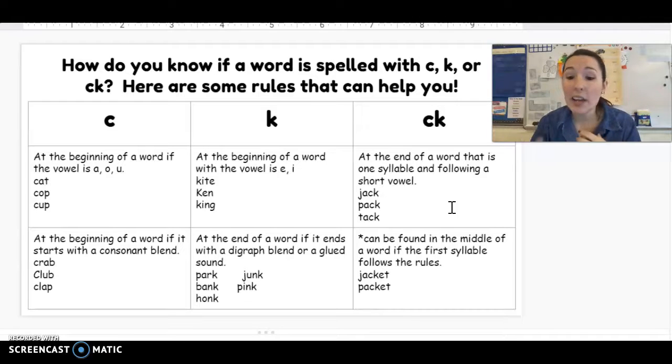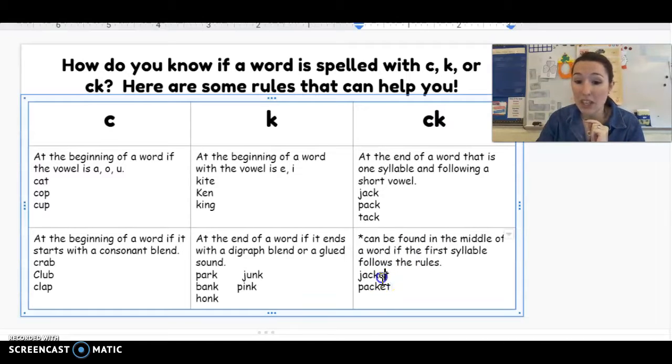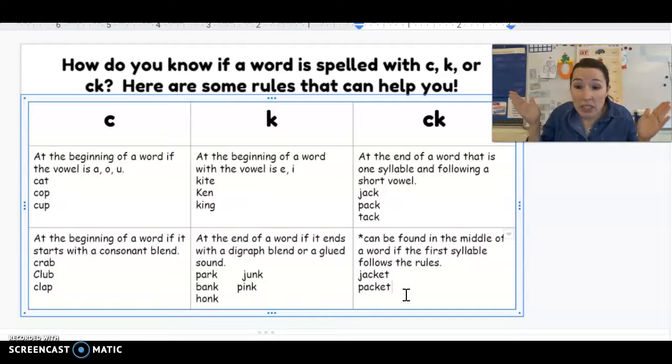We've practiced this a lot. Now I do want to say sometimes, and this is not something we've really talked about, but if you're looking for words with CK, you might see it sometimes in the middle of the word like jacket or packet. You might be like, wait, Mrs. Leone, you told us it's at the end of the word. Yes, but if we took off that ET and we just talked about that first syllable in jacket, the first chunk follows our CK rules.